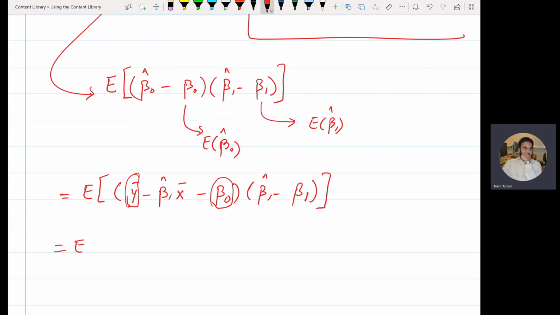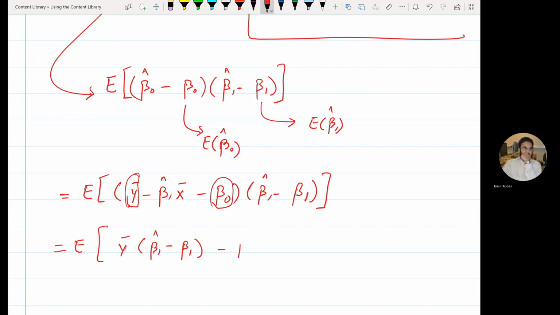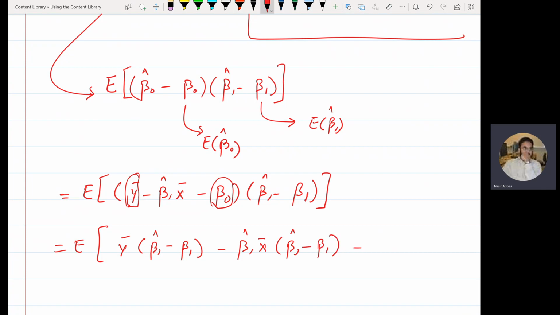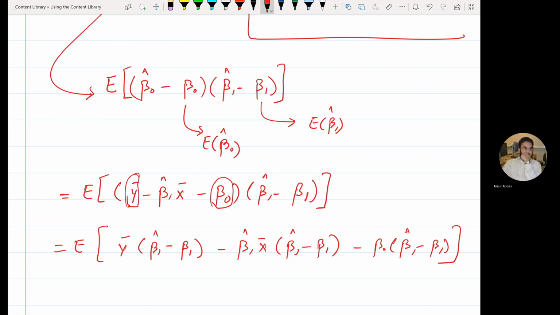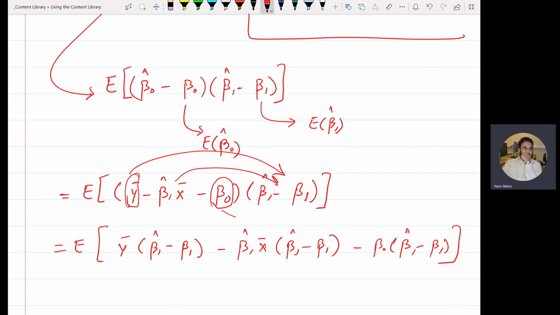So I will have the expected value of y bar times beta 1 hat minus beta 1, minus beta 1 hat times x bar into beta 1 hat minus beta 1, minus beta naught times beta 1 hat minus beta 1. Which one became which? The first one is this into this. The second one is this into this. The third one is this into this.